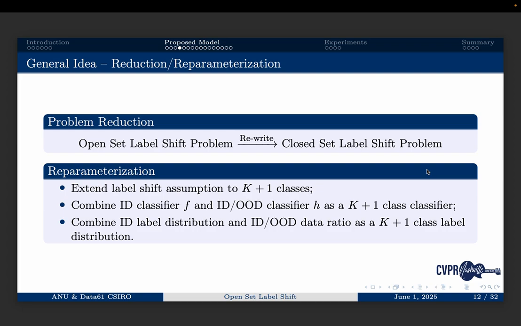To be more specific, we are using a reparameterization approach. We are extending the label shift assumption to k+1 classes, including this extra out-of-distribution class. Also, we are combining the classifier that classifies ID classes with the classifier that classifies ID versus OOD together as a k+1 class ID plus OOD classifier, and then the corresponding label distribution will be a k+1 class closed set label distribution.